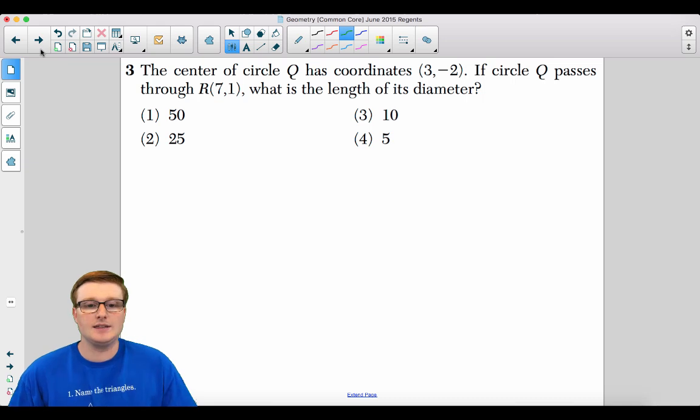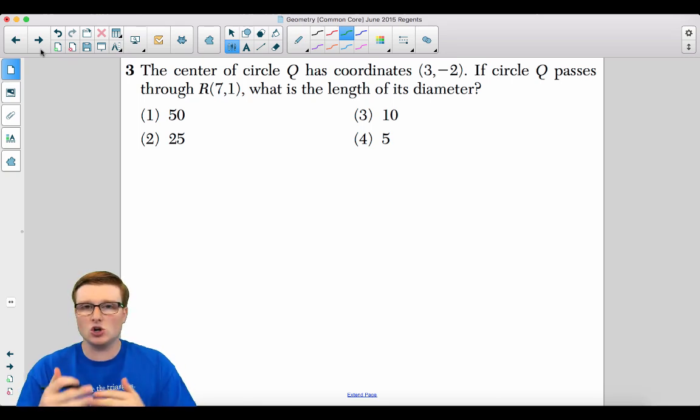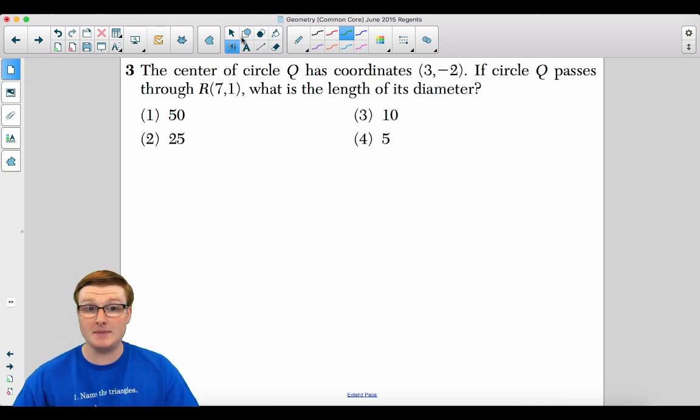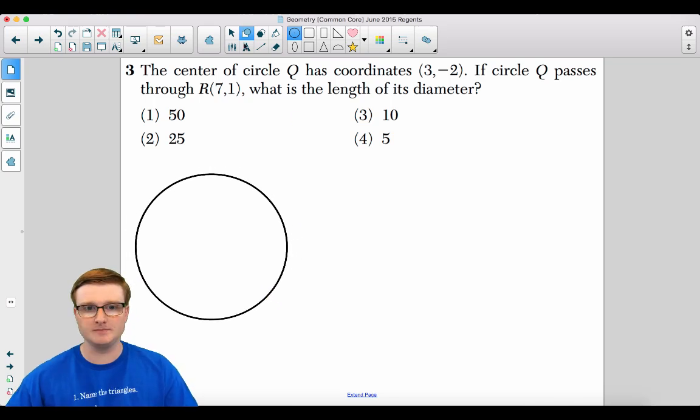Moving on. The center of circle Q has the coordinates (3, -2). Stop right there. In geometry, when you're taking this exam, and I hope that your teacher told you this, when it says in circle, in quadrilateral, in whatever figure you're talking about, it's best to draw a picture just to see what's going on. So I want to draw myself a circle.